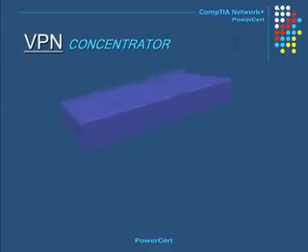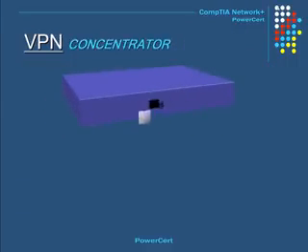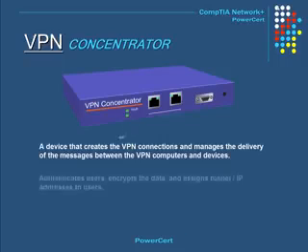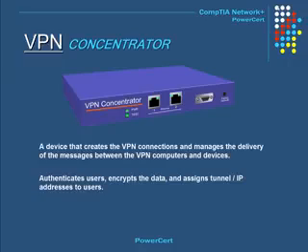Now, the way a VPN is created and managed is by using a VPN concentrator. A VPN concentrator is a device that creates the VPN connections and manages the delivery of the messages between the VPN computers and devices. It also authenticates users, encrypts and decrypts the data, and assigns tunnel IP addresses to users.